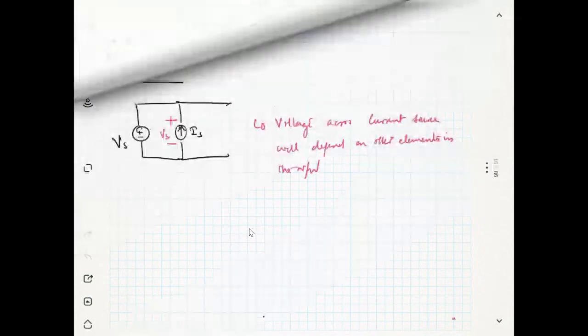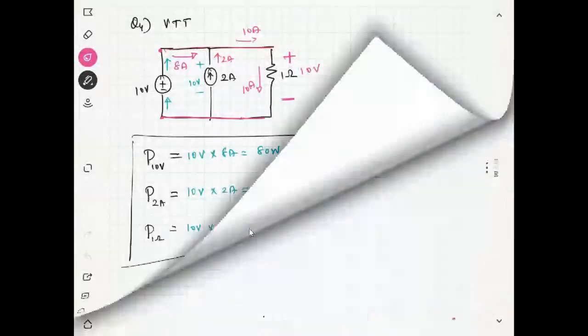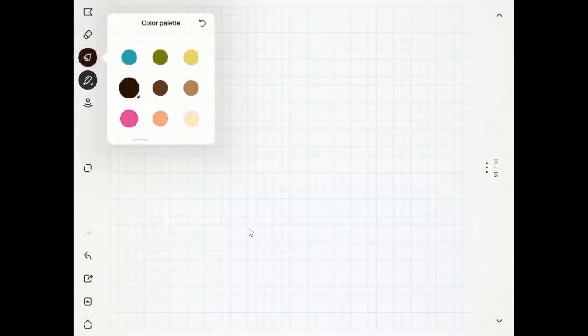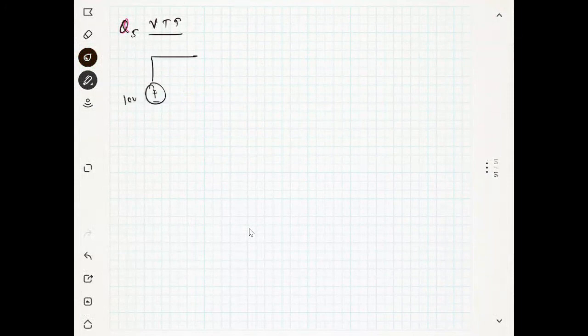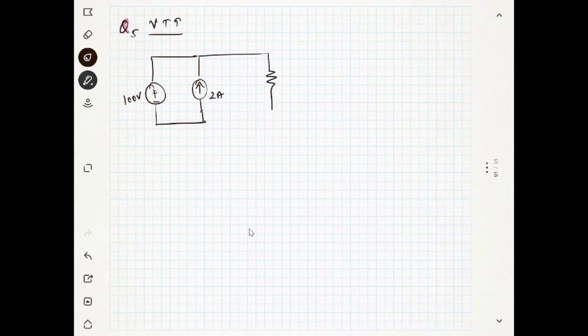So we will see what the problem number was. Yes, question number 4. Question number 5. Verify Tellegen's theorem. So you have a 100-volt source and a current source giving you 2 ampere, and you have a resistance of 1 ohm. Now you are going to calculate the power across the 100 volt source, the 2 ampere source, and also the 1 ohm resistance. This is what you are going to find out.